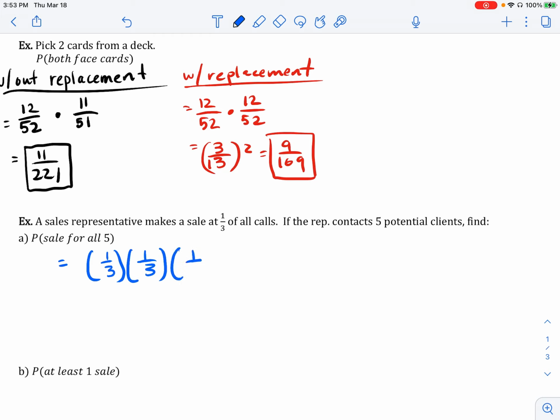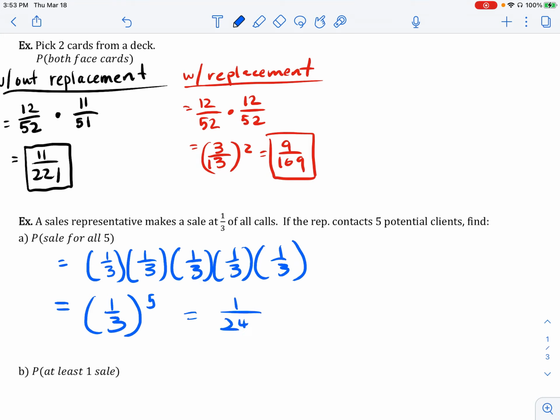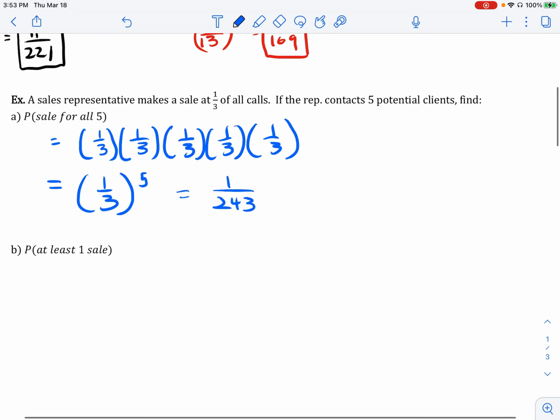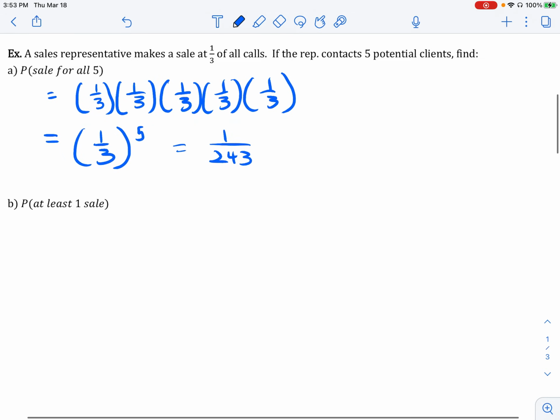And this is going to just keep on going for the third call, the fourth call, and the fifth call. This is going to come out to 1/3 to the 5th power, which simplifies out nicely to 1 over 243. Okay. Now let's try an example where that sales rep makes a sale on at least one call.